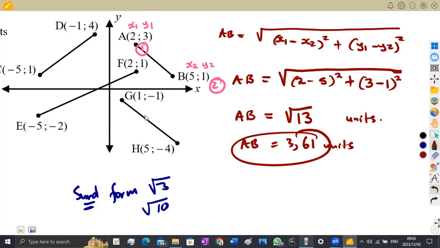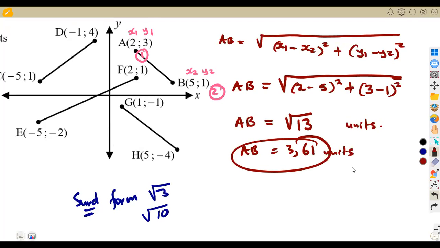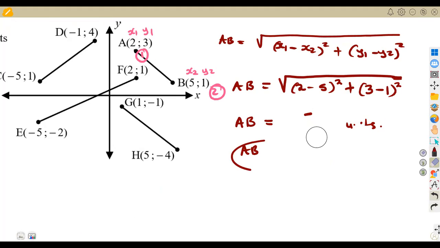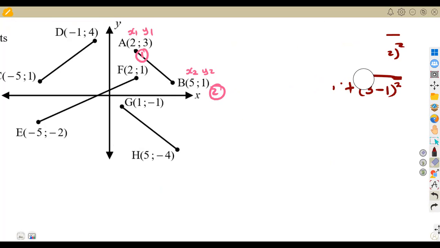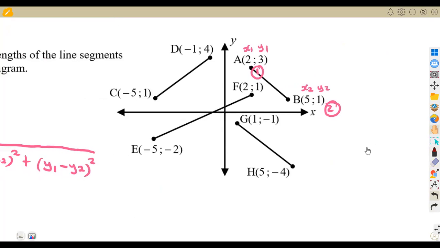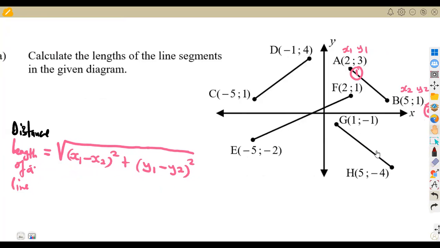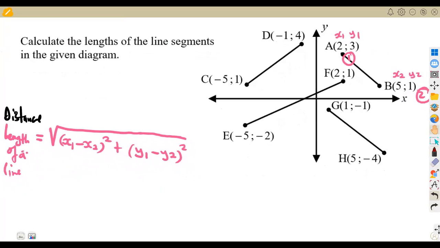You can just write it that way, or you can leave it as the square root of 13. Leaving it as the square root of 13, we have left our answer in what? In surd form. This is surd form, okay? So that is it for this question. That is how you can calculate the length of any given line. All you need is to properly present your points in a manner that you understand them, okay?